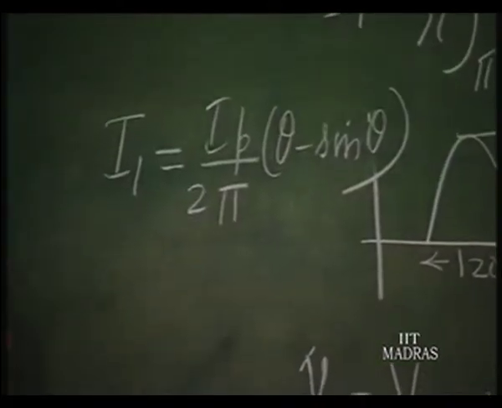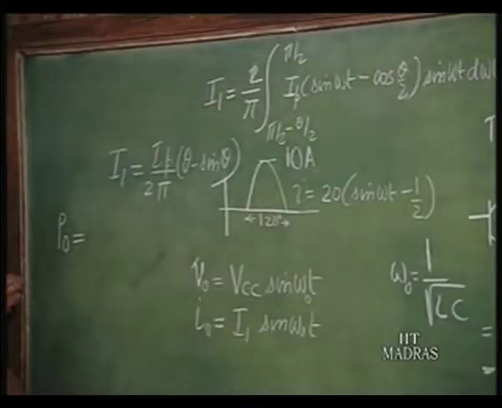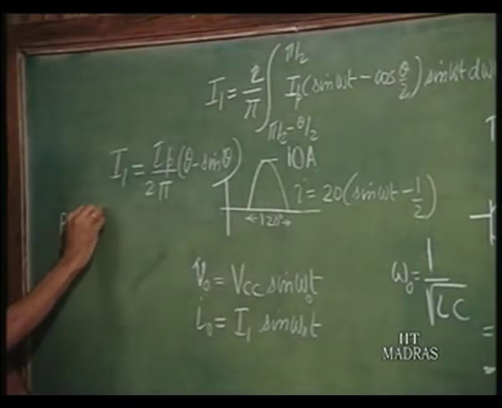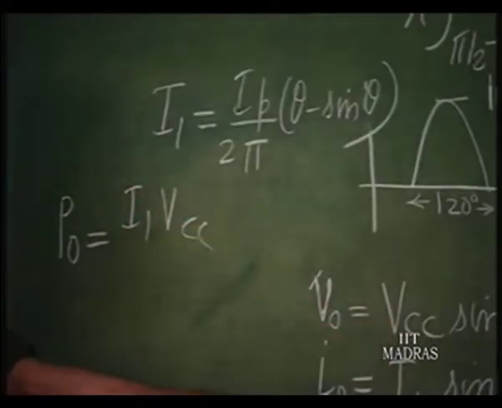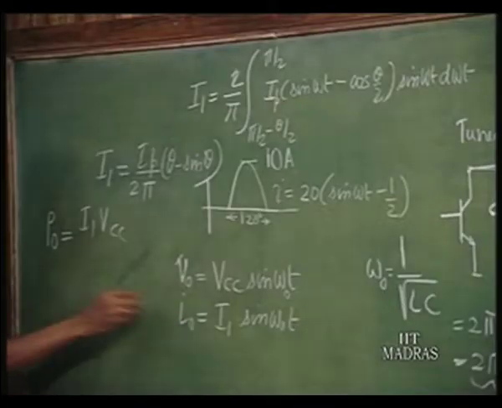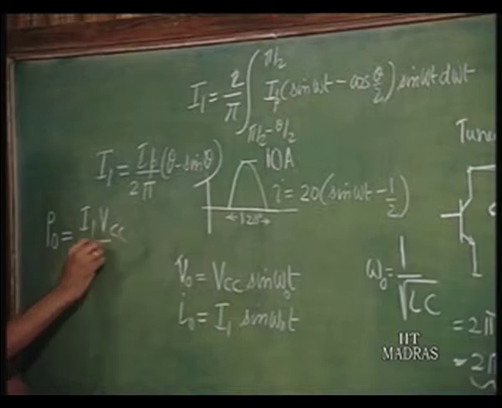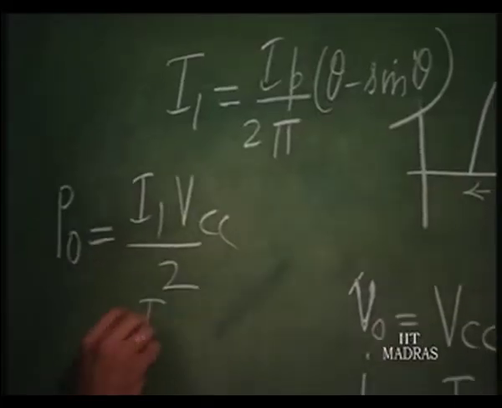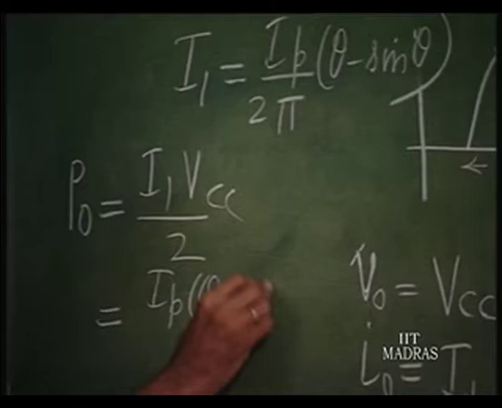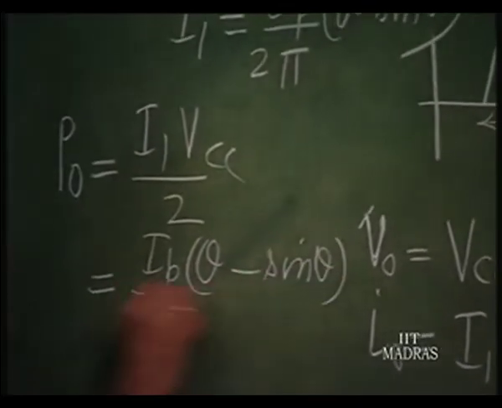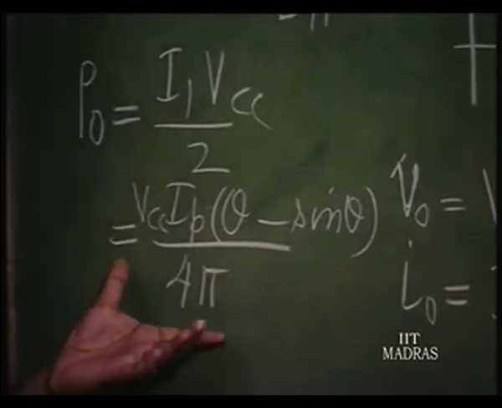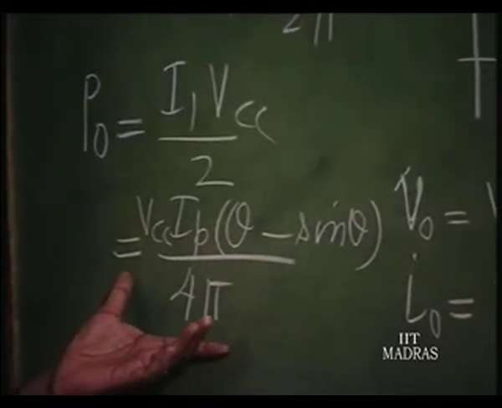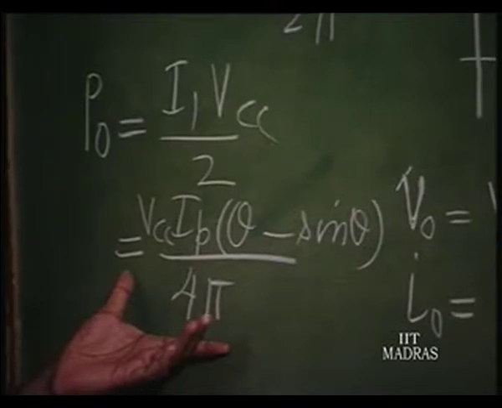And we can verify P naught is simply equal to I1 into VCC. VCC is the peak of this, I1 is the peak of this, so it is I1 into VCC by 2, because VCC by root 2, I1 by root 2, divided by 2, which is nothing but IP (theta minus sin theta) by 4 pi into VCC. This is what has been earlier derived as output power, that we did by another method.